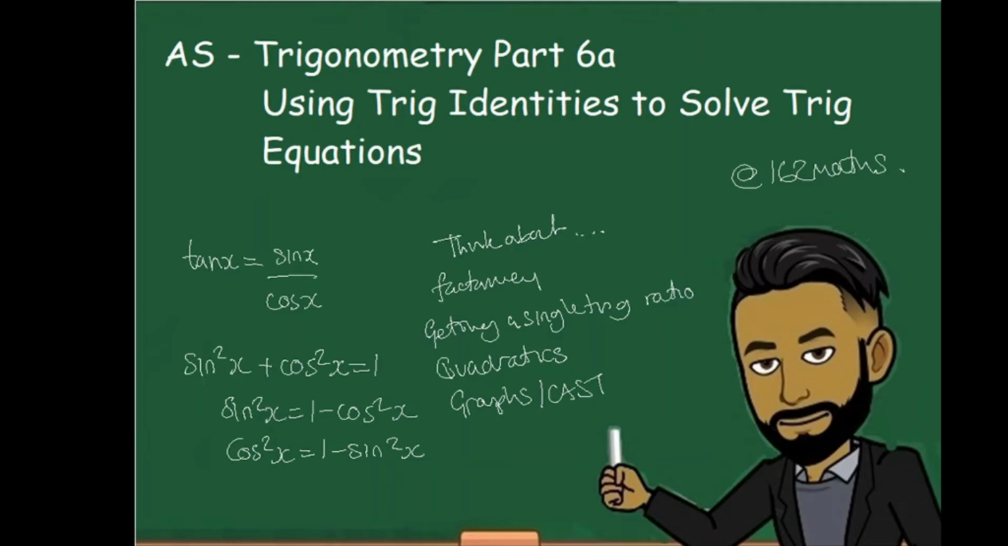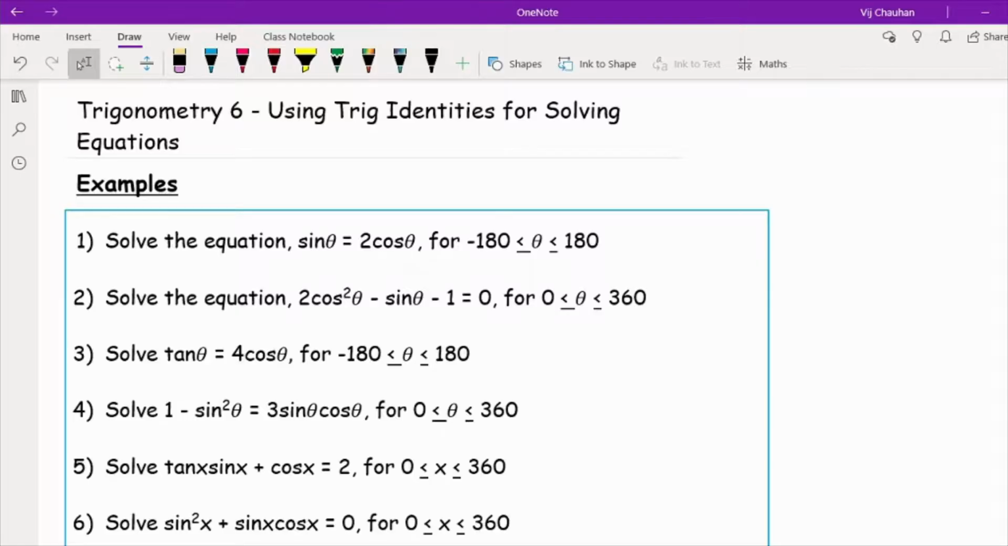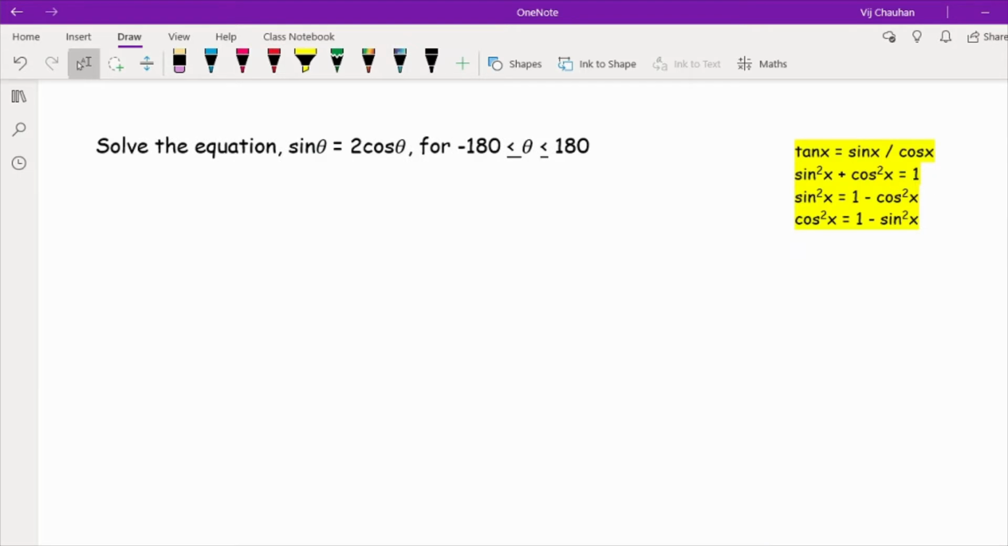So in this first part of trigonometry, what we're going to do is use the trig identities to help us solve trig equations. What we're going to do in this video is go through the following 6 examples, which all look at using the trig identities to solve equations within a given range. So let's get started on this first problem then.